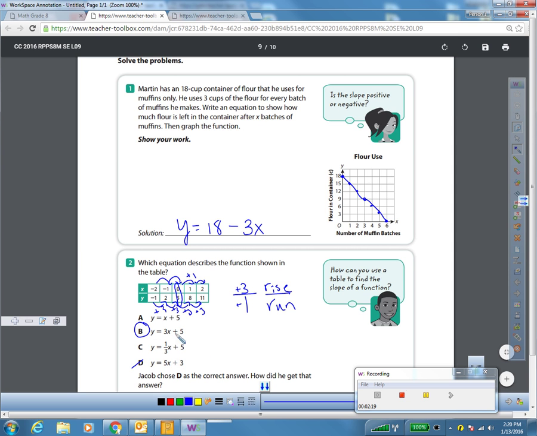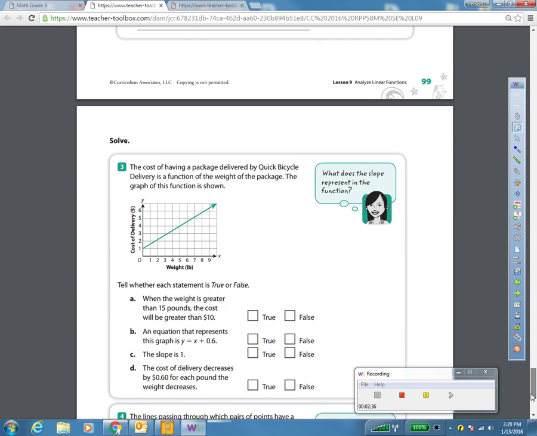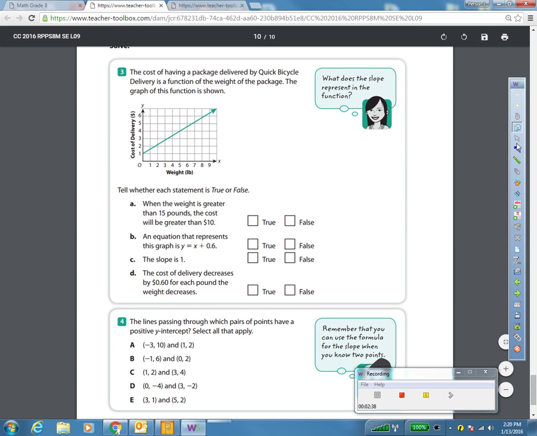So it looks like Jacob was probably mixing up his slope and his y-intercept, because on this problem, those two things are reversed. Okay, let's go to the last page here. I'm just going to scroll. And here we go. We're going to go ahead and true and false this one.